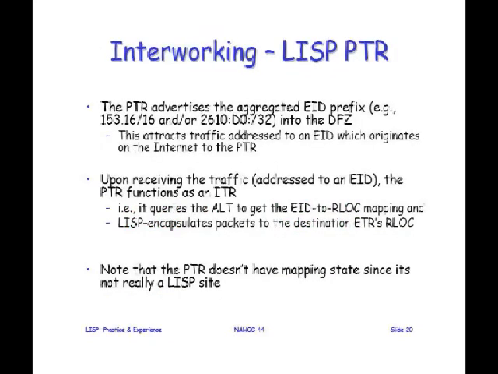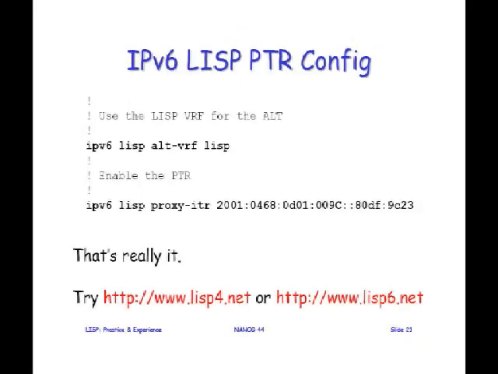So here's the PTR thing. It aggregates the most coarsely aggregatable EID prefix into the DFZ. That causes any packet to the LISP EID space to go to the PTR. When it gets that traffic, it goes, oh, it's LISP traffic. It just behaves like an ITR, encapsulates it. It does a map request, encapsulates it, and sends it to the other side. And the important thing is that the PTR doesn't really get mapping state. It doesn't have any.